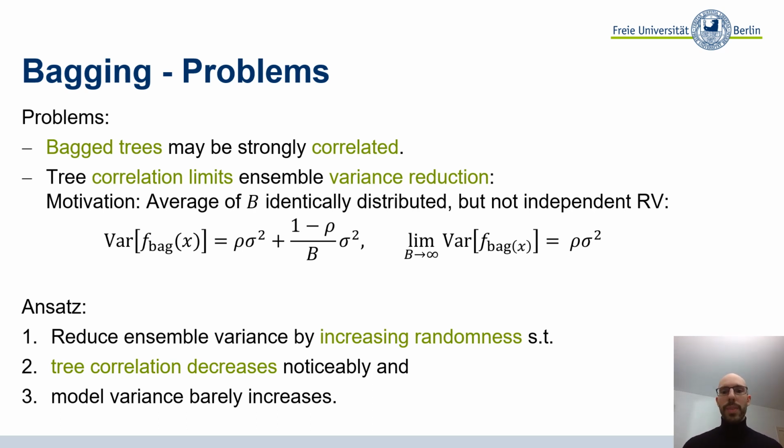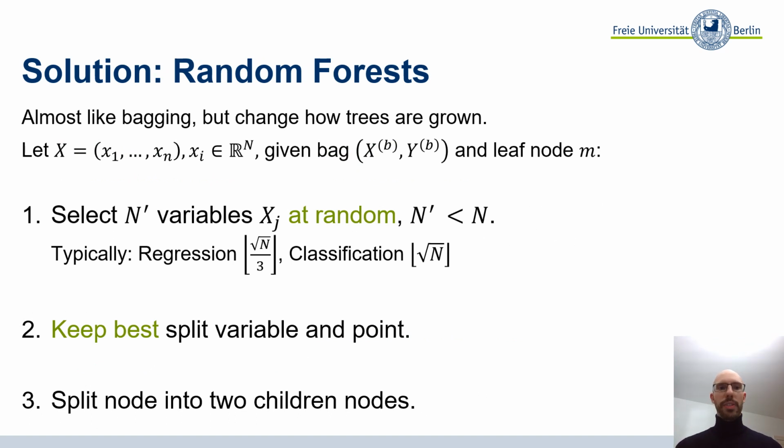And our hope is that even as we increase this correlation rho of the decision trees, the variance sigma squared is not going to increase. So we actually have an advantage from randomizing our building process. And this is where random forests come into play. So random forests are almost exactly like bagging, and the only primary difference is that we change how the trees are grown. So in a sense, it's a specialized case of bagging for tree structures.